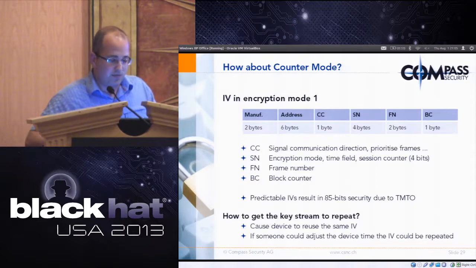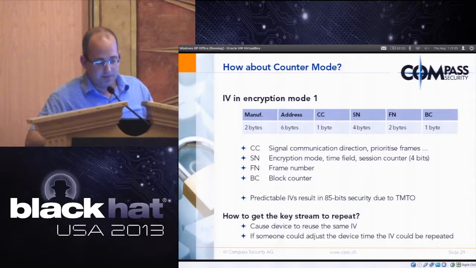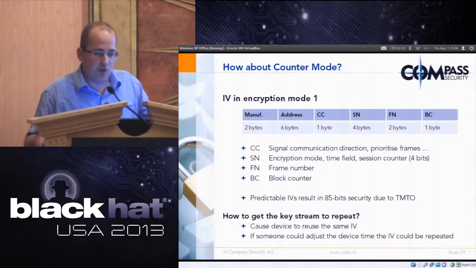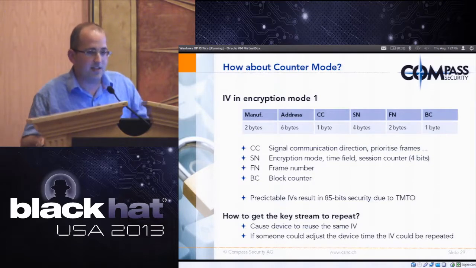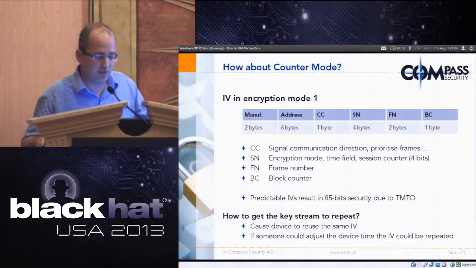So to get the key stream to repeat, we need to be able to manipulate the time within the meter. And while looking at the IV, it is constructed of known values, so we can basically guess them beforehand. It's predictable, and that lowers the whole security of that AES 128 encryption to 85 bits security. Still sufficient, but might change in time.